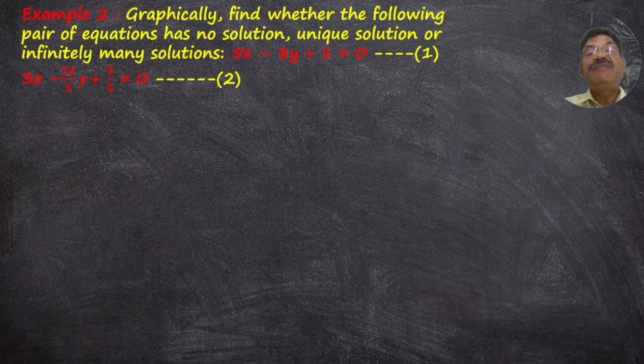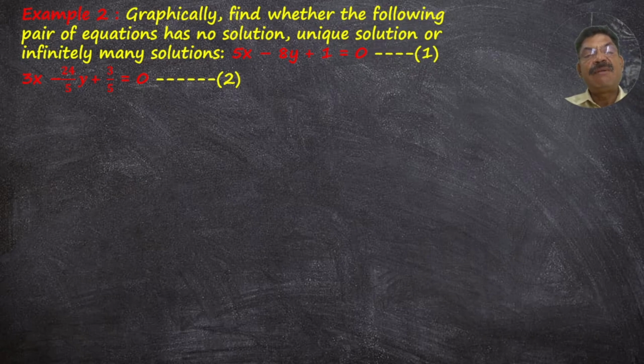Example 2. Graphically find whether the following pair of equations has no solution, unique solution, or infinitely many solutions. 5x minus 8y plus 1 is equal to 0. 3x minus 24 by 5 y plus 3 by 5 is equal to 0. So, 2 equations are given.